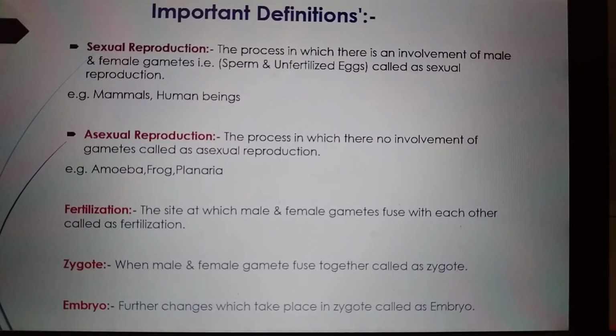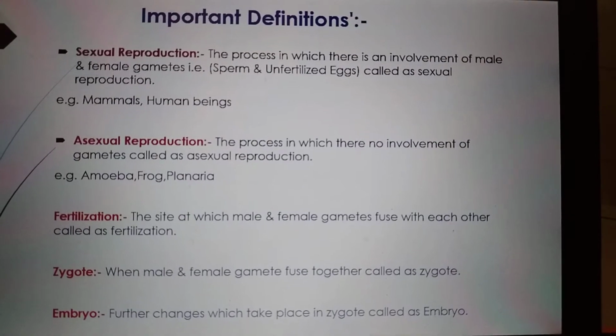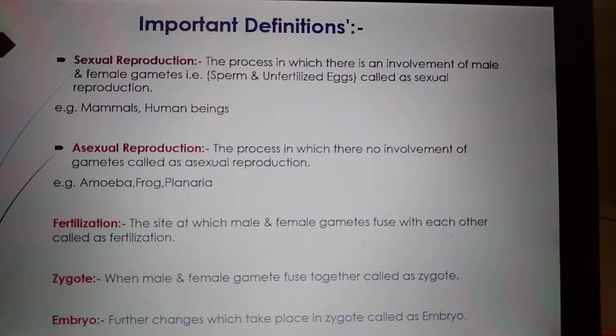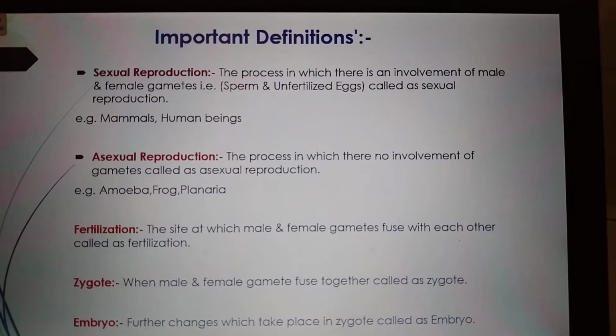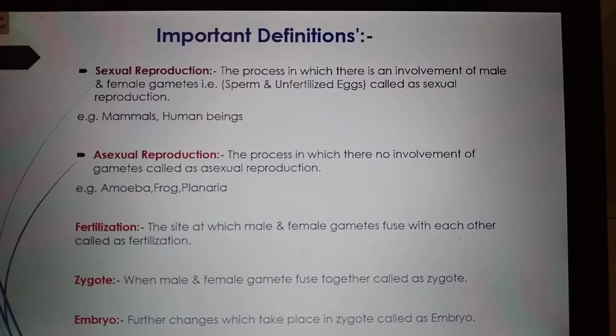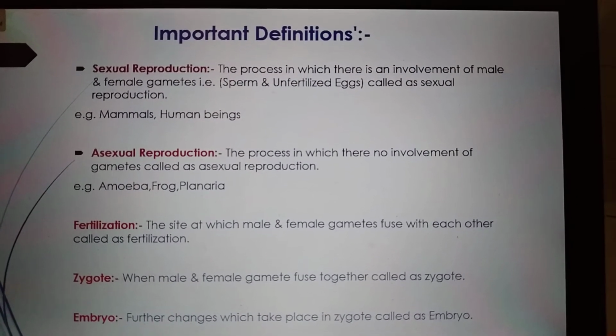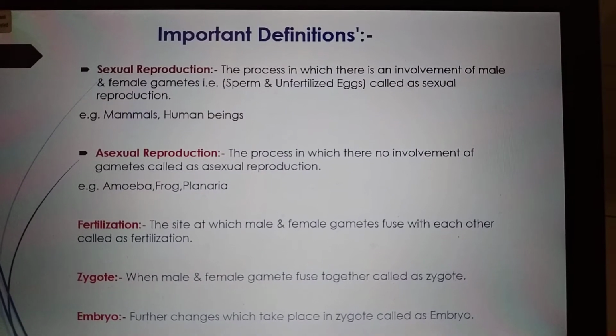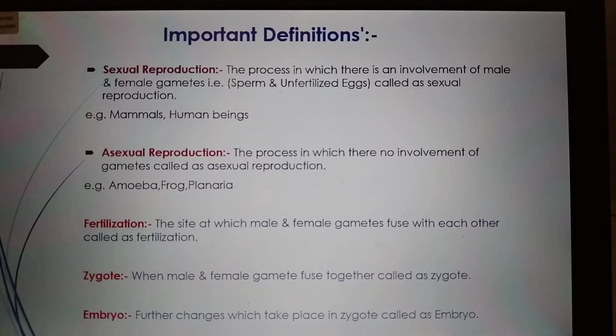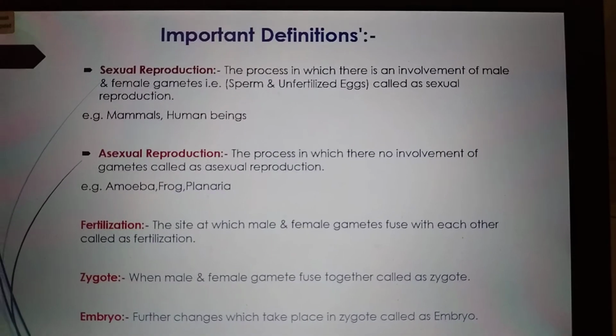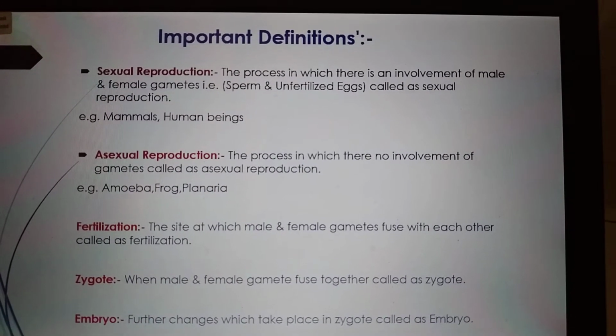So another important definition is sexual reproduction. What do you mean by sexual reproduction? The process in which there is an involvement of gametes, male and female. The male gamete generally consists of sperm and the female gamete generally consists of an unfertilized egg. So it is called sexual reproduction. Examples are mammals and human beings.